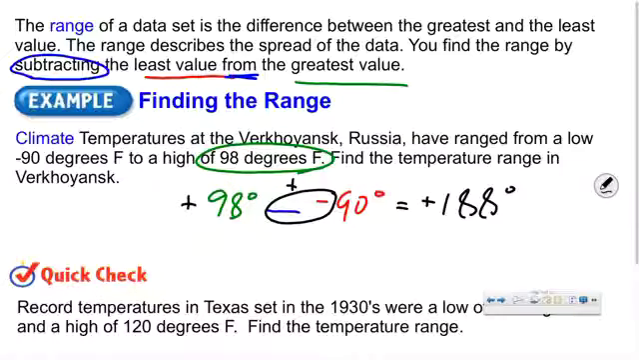So if you look at the gap between where negative 90 would be, and 98, do you guys understand how the rules are working? Okay.